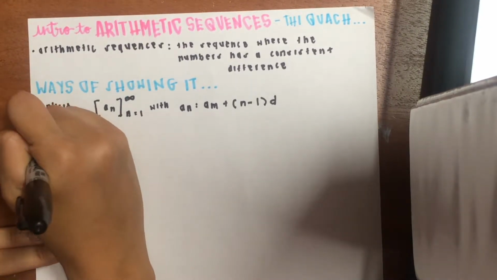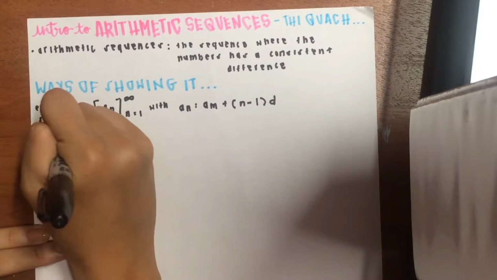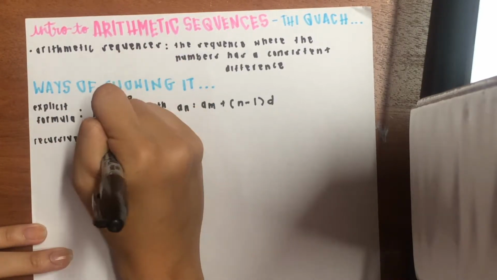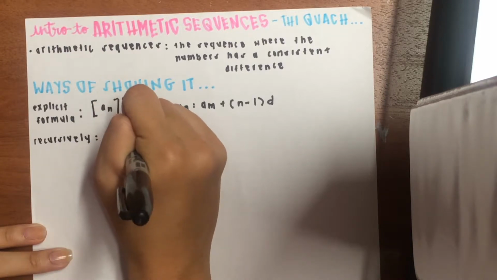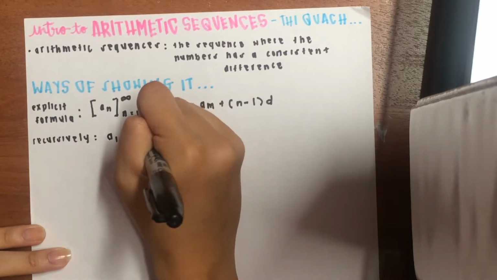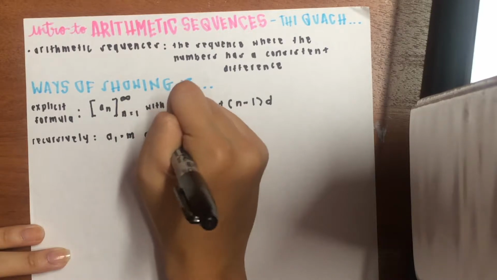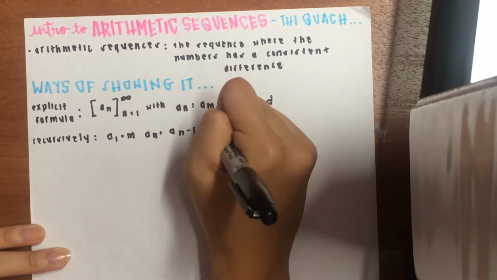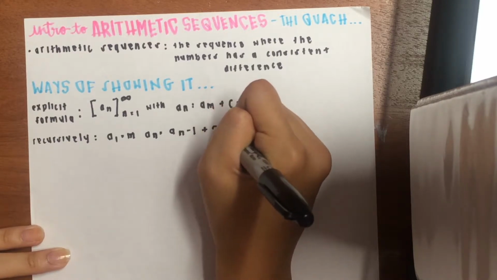We can also write arithmetic sequences recursively. a_1 equals m, where m is the first number in the sequence. a_n equals a_(n minus 1) plus d for n is greater than or equal to 2. d is the difference between the numbers in the sequence.